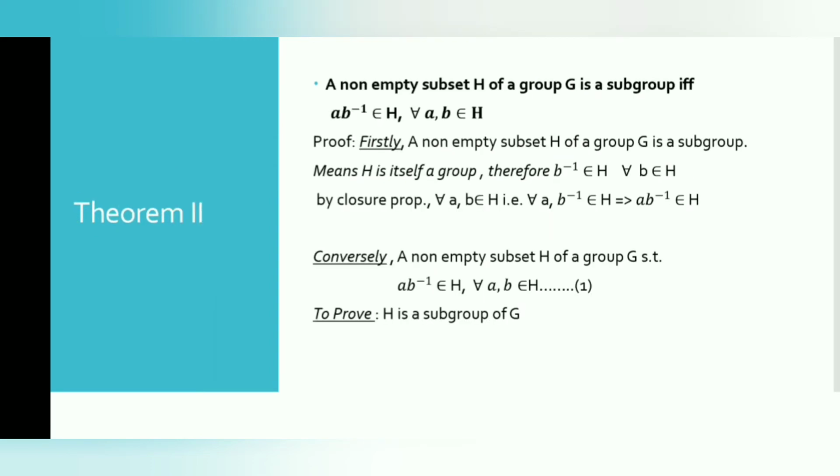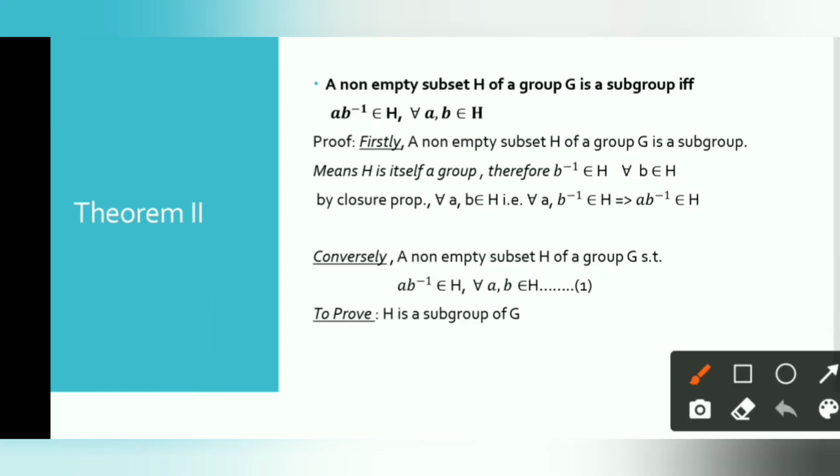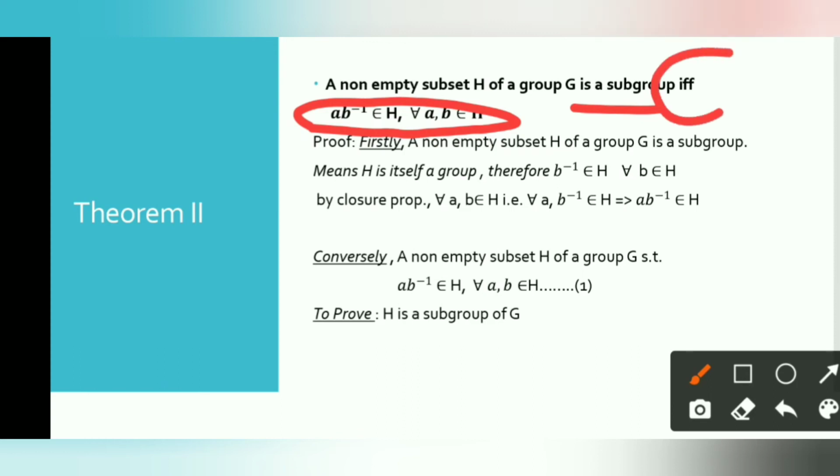So this is a criteria for being a subgroup, and the more concise form of this is this one property instead of 2. We need to prove only this one for H to be a subgroup. It is enough to prove that A into B inverse belongs to H. Now we will check how, because this is again an if and only if condition.